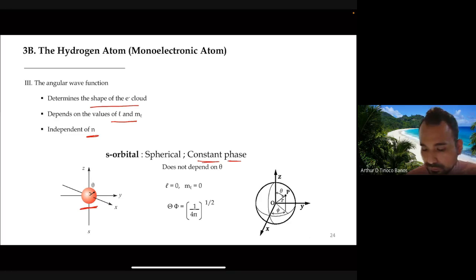As it turns out, remember thinking back to spherical polar coordinates? Well, it turns out that the angular wave function for the s orbital does not depend on this angle. It does not have an angular dependence. So the s orbital, as defined by the quantum numbers L equals 0, m sub L equals 0, we look up in our textbook the equation for the wave function for the s orbital, and what we see is that the expression has no angular dependence. I'm going to just emphasize that: no angular dependence.